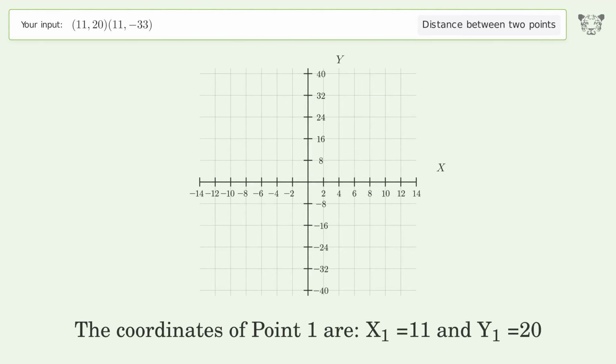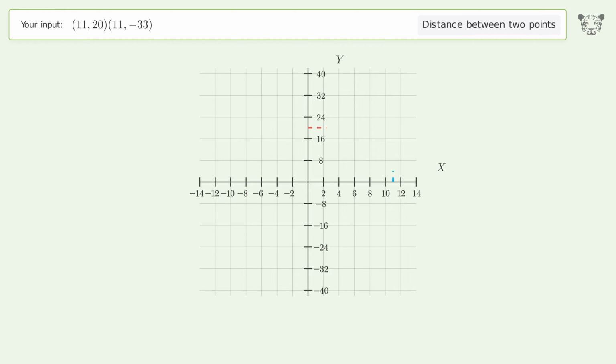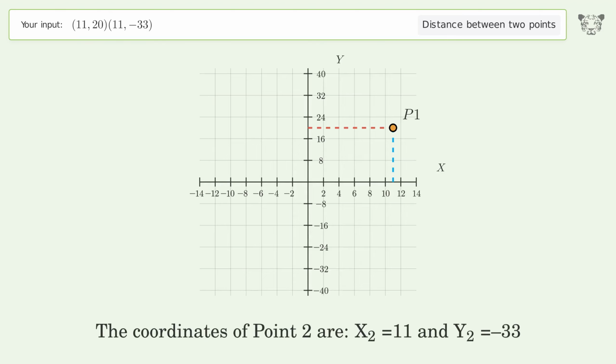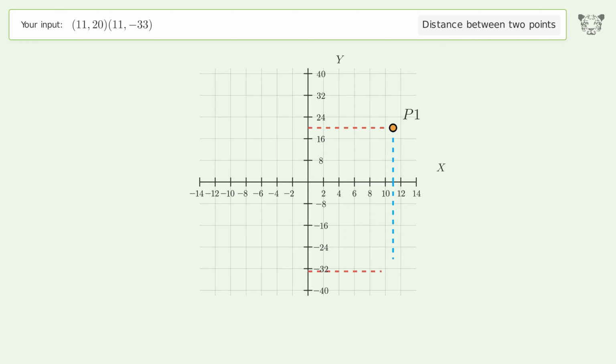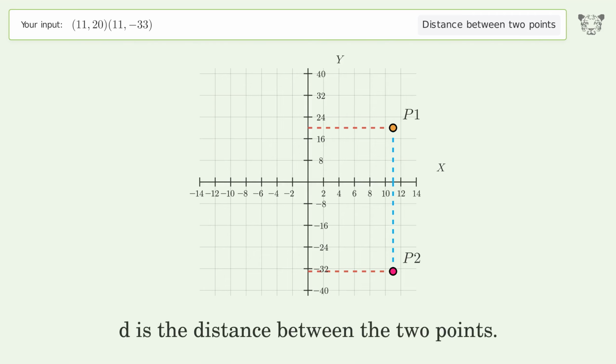The coordinates of point 1 are x1 equals 11 and y1 equals 20. The coordinates of point 2 are x2 equals 11 and y2 equals negative 33. D is the distance between the 2 points.